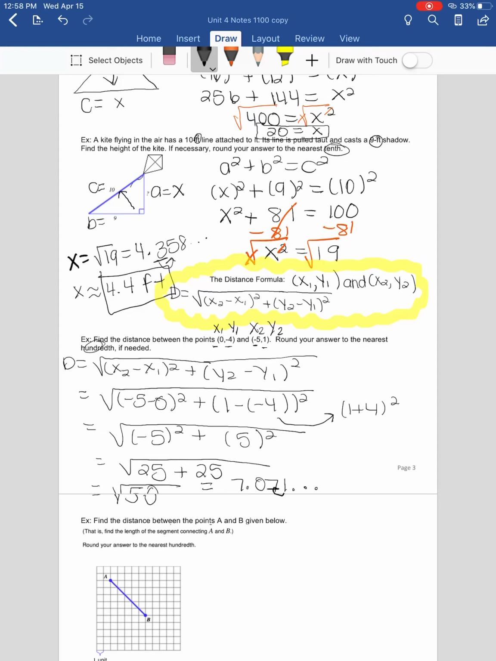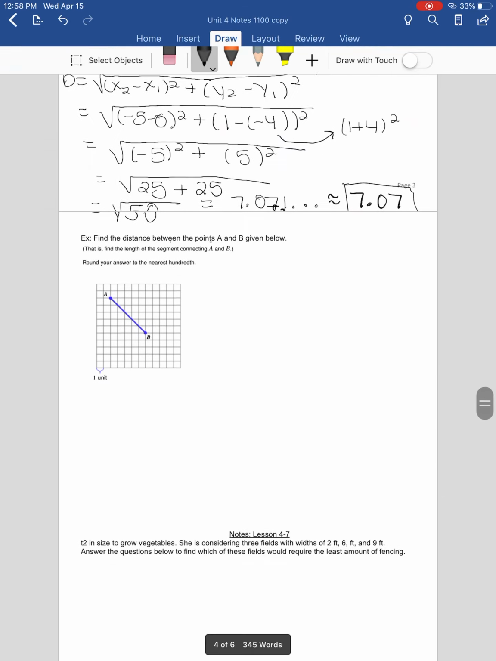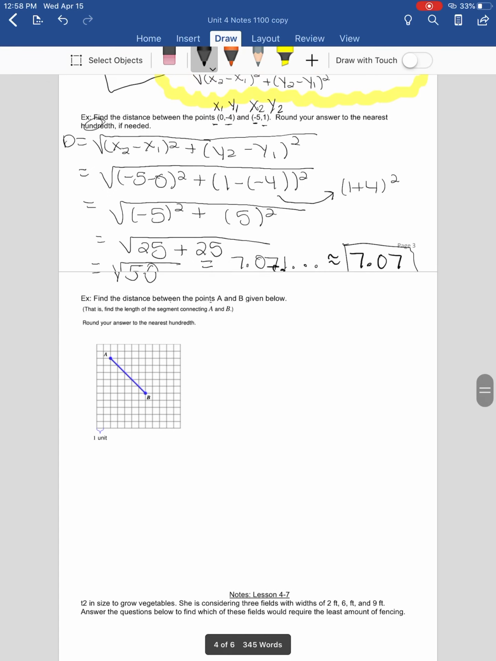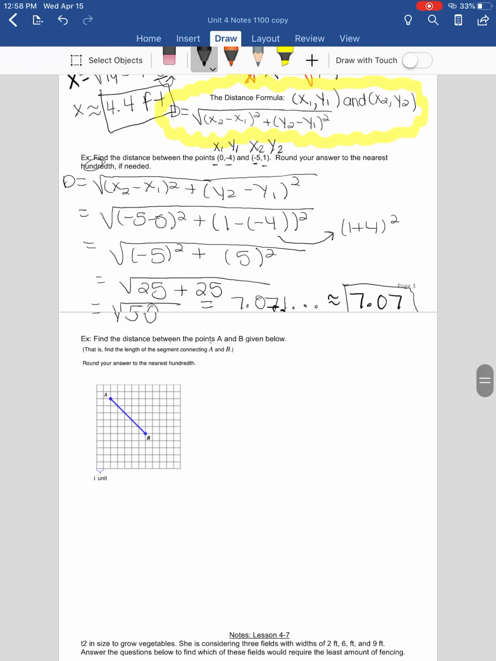So we're going to round this 7. Looking next door is a 1, so it's going to stay about 7.07. No units here, so that'll be our final answer. Last example for this notes section, find the distance between the 2 points given. That is, find the length between point A and point B, rounding our answer to the nearest hundredth.